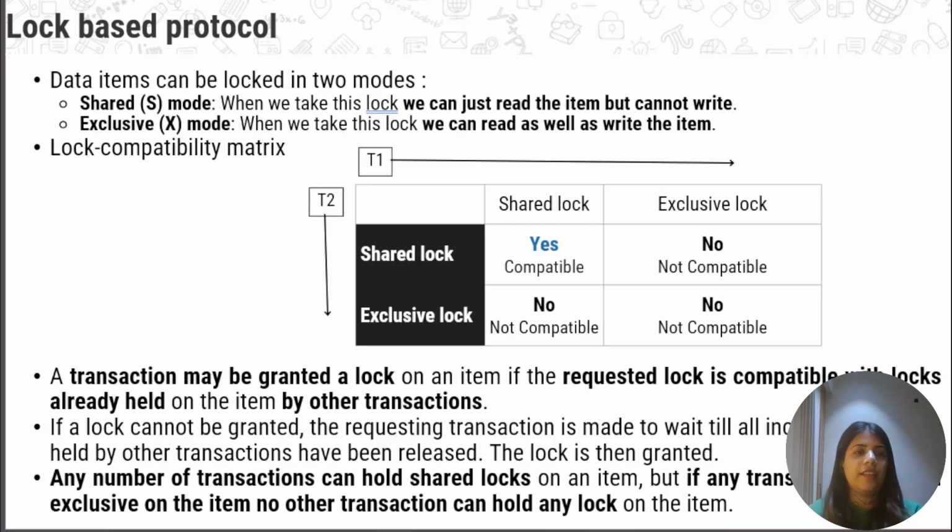So now let's understand the lock-based protocol. Data items can be locked in two modes. First is shared mode. When we take this lock, we can just read the item but cannot write. So we can access it, we can see it, but cannot edit, which means cannot write. Second is exclusive mode. When we take this lock, we can read as well as write the item. So let's understand the lock compatibility matrix.